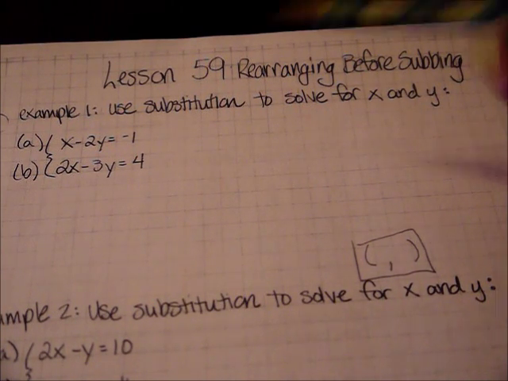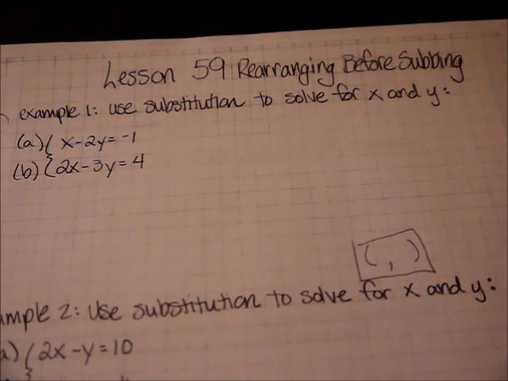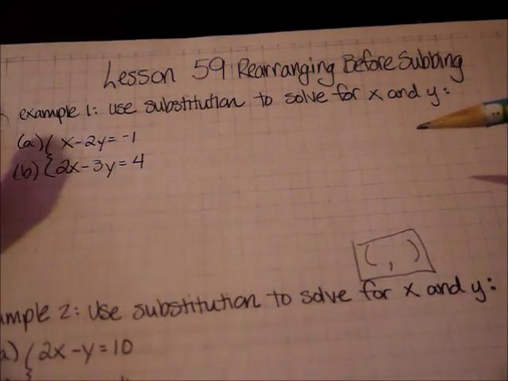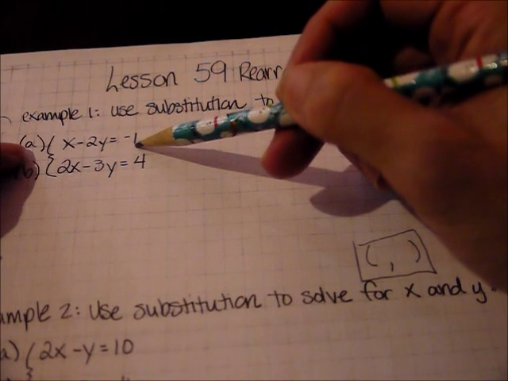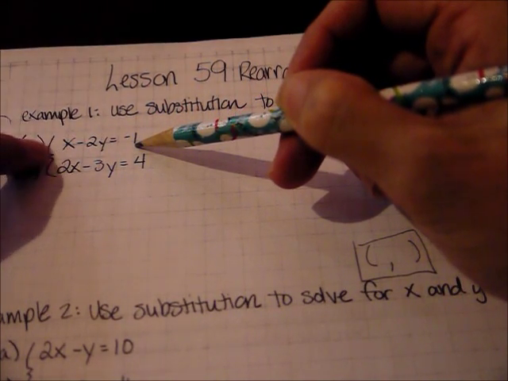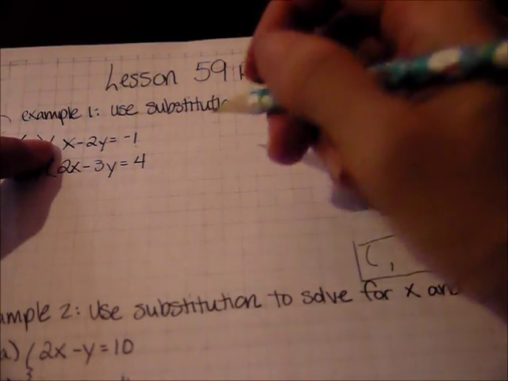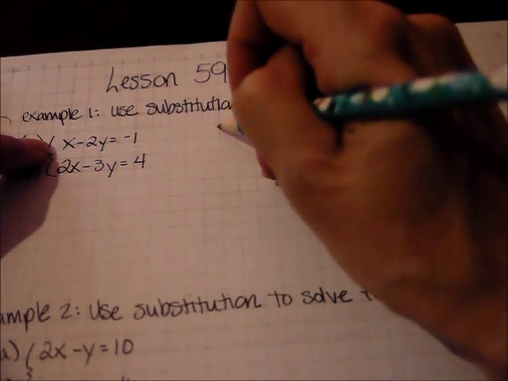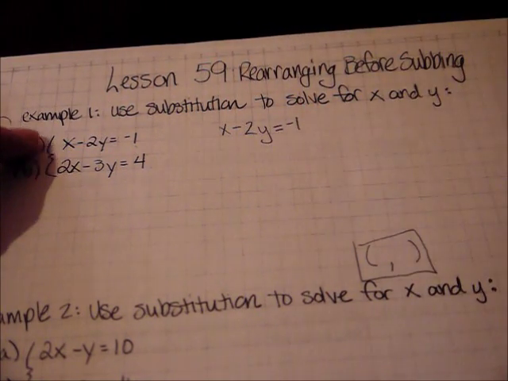These are different, however, because neither this one nor this one has x or y already by itself. Okay, so you're going to have to do that part. Last time they were nice and they gave it to you. Now, what I'm going to do is look at x minus 2y equals -1. I can manipulate or change this equation to where x is all by itself. So I'm going to take that over here. What we have is x minus 2y equals -1.